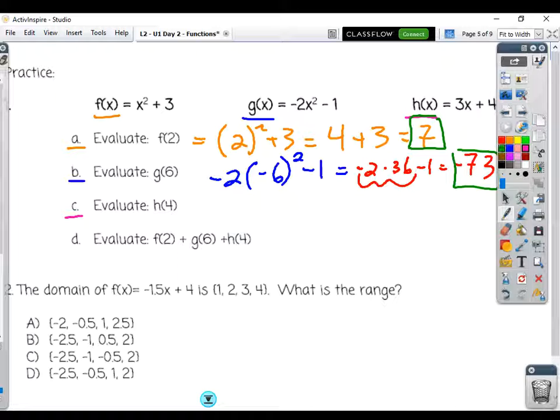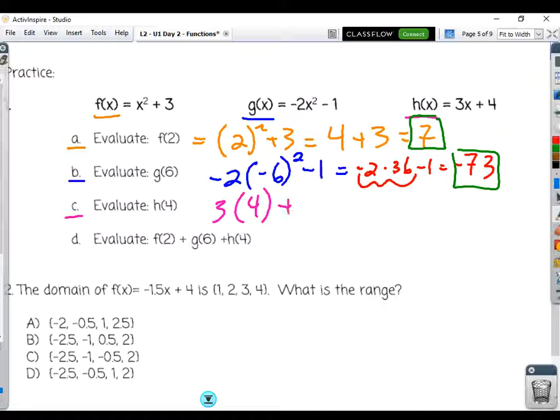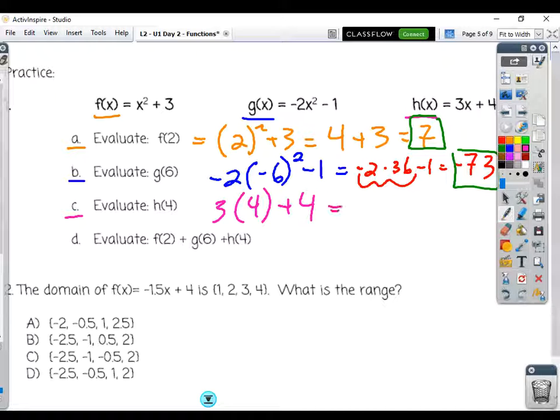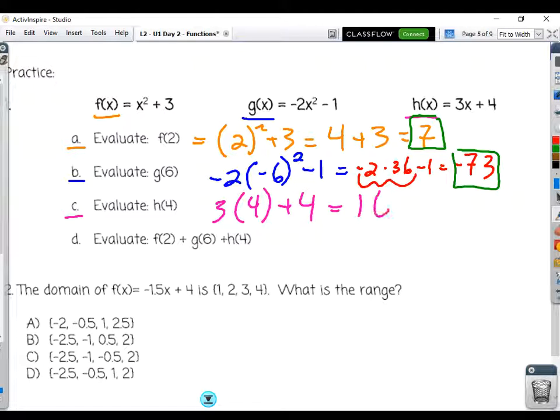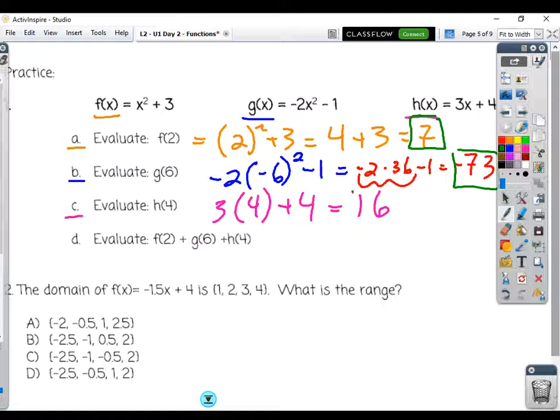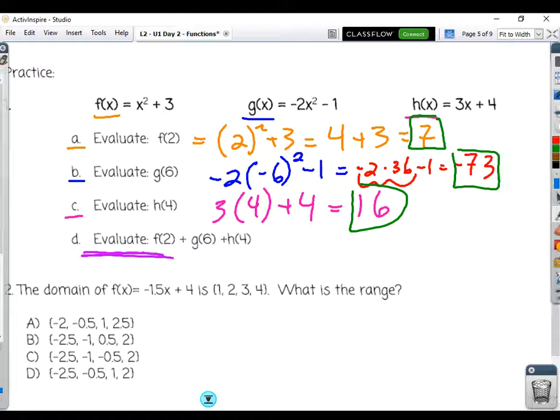And then last but not least, h of 4. A little bit easier, if you ask me. 3 times 4 plus 4, right? So pretty easy to plug that one in. 12 plus 4 is 16. So now that you've got all three, notice what it says here. Add them all together. So you're just taking all of those and adding them together.